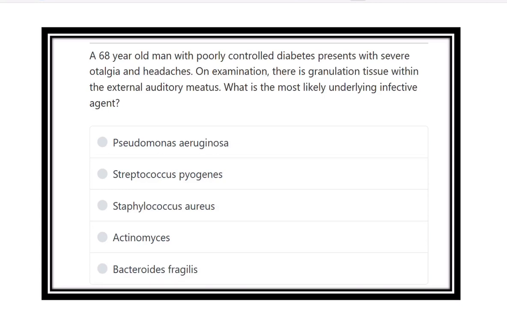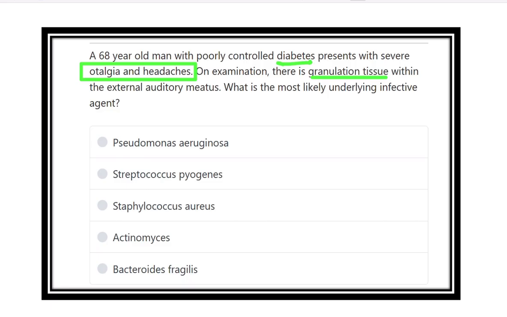A 68-year-old with poorly controlled diabetes presents with severe otalgia and headache. On examination, there is granulation tissue within the external auditory meatus. What is the most likely underlying infective agent?